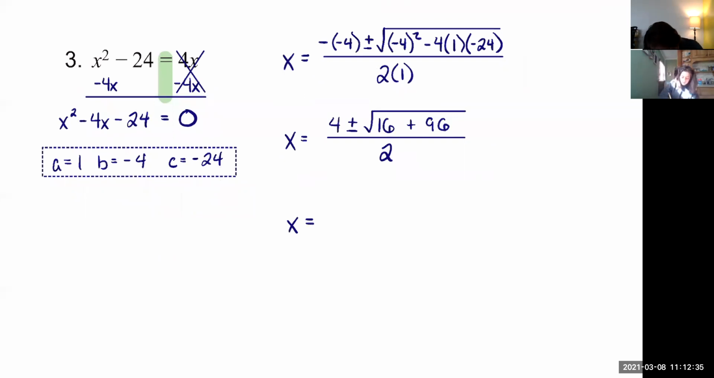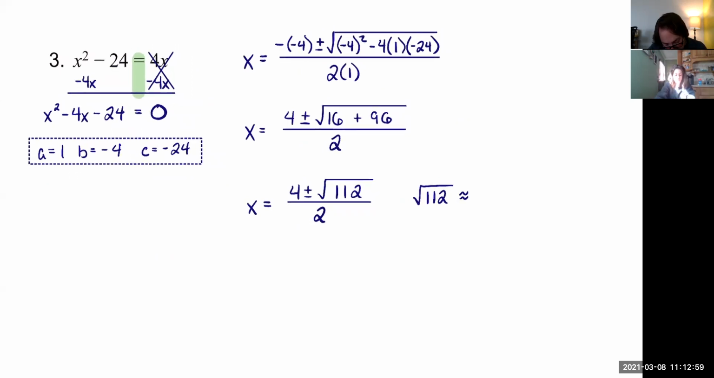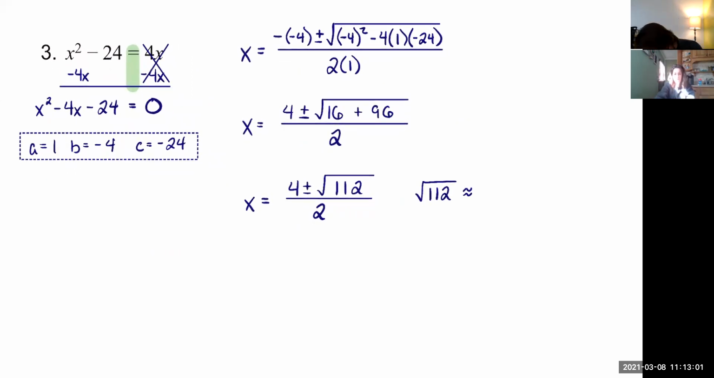Cleaning up a little further here. Inside the square root, 16 plus 96 gives me 112, I believe. And then at this point, we grab our calculator because I need to know approximately the square root of 112. 10.58.